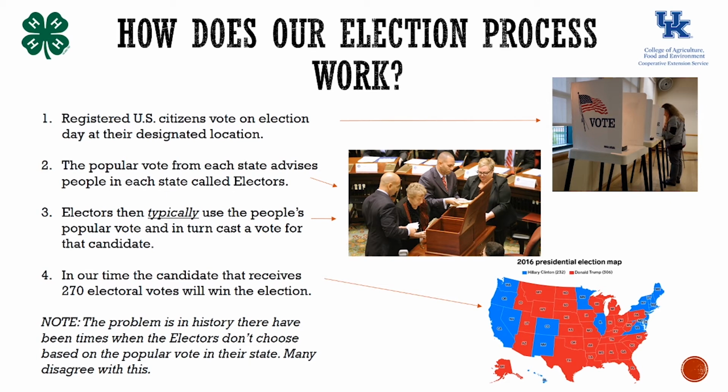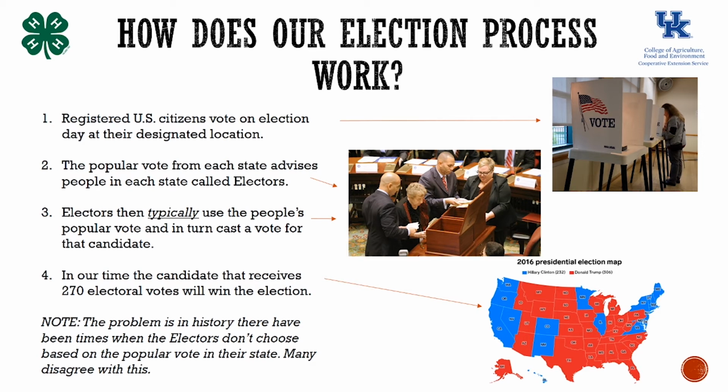The popular vote from each state then advises people in each state called electors, okay? So in each state, there are electors, or people assigned to vote on behalf of the people. As you see in number 3 there, electors then typically use the people's popular vote and in turn should cast a vote for that candidate. So as an example, Kentucky has 8 electors, based on Kentucky's population, and those 8 electors are assigned to vote on behalf of the people, and they are informed based on the popular vote who to vote for. So Kentucky, this election, pretty solidly went for Donald Trump, and that means because the popular vote went for Donald Trump, those 8 electors should cast their vote in favor of Donald Trump on behalf of the people, okay?